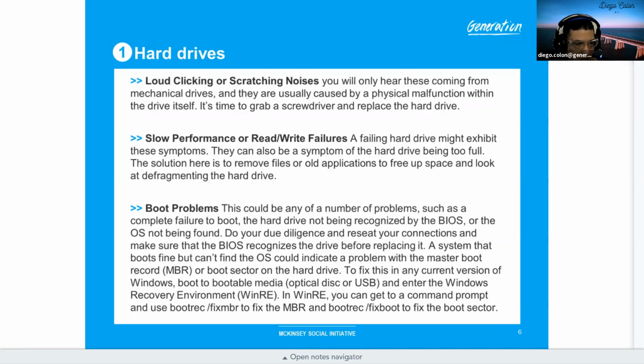As for the MBR, the master boot record or the boot sector, the hard drive can go bad, and you can fix that depending on the actual version of Windows. There is the bootable media, USB, or optical disk, and you can go into the Windows Recovery Environment to do the fixmbr or the fixboot, depending on what you want to do.